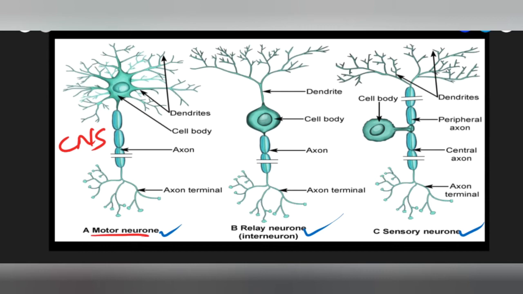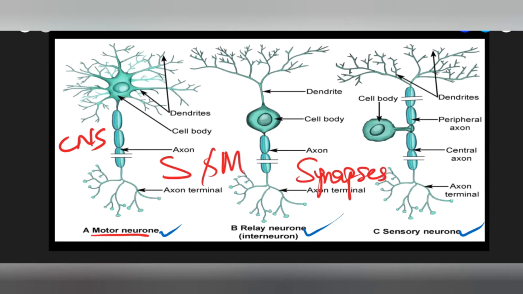Now, the relay neurons are neurons that link the sensory neuron and the motor neuron via what we call synapses. A synapse is just a point or junction between two adjacent neurons, between the axon ending of one and the dendrite of the other. The point where these two neurons meet is what we call the synapse.